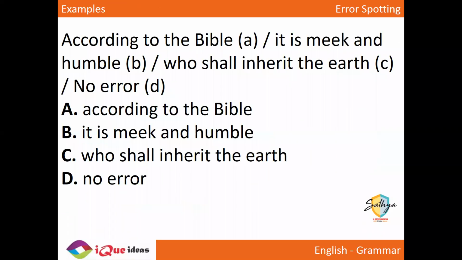Next one. According to the Bible, it is meek and humble who shall inherit the earth.